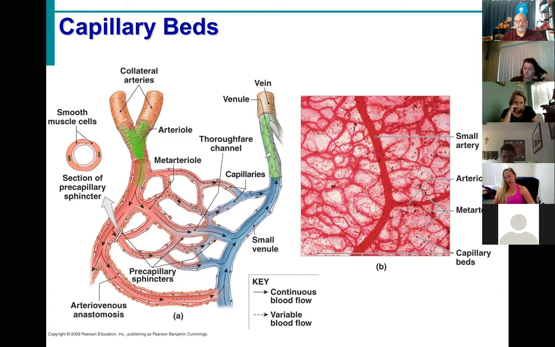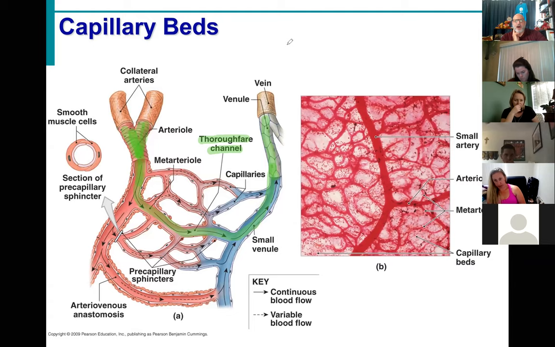All right. Now, what's interesting about the capillary bed is there's really two main pathways through it. The first main pathway is what is known as the thoroughfare channel. The thoroughfare channel is basically a primary pathway that connects the arteriole to the venule and allows it to turn it around.